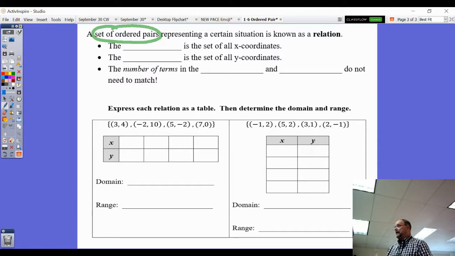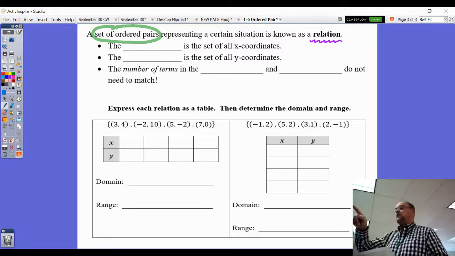Okay. A set of ordered pairs, in other words, a collection of them, a group of them, represents a certain situation, and that situation is called a relation, kind of like a relationship. Relationship means something that's connected somehow. It could be anything from like the relationship between warm weather in the summer and the amount of rain we get, or cold weather in the winter and the amount of snow that we get. Okay, that's kind of like the relation we're talking about there, how one thing affects the other.